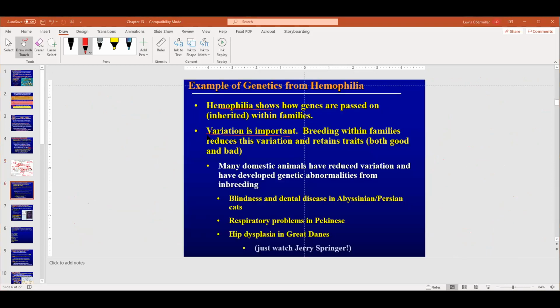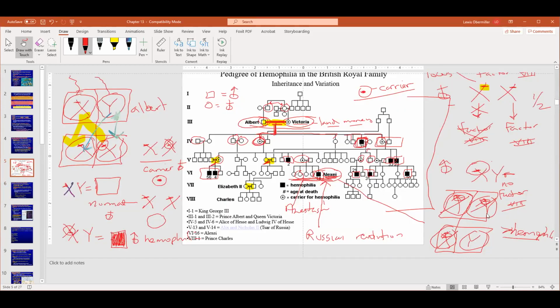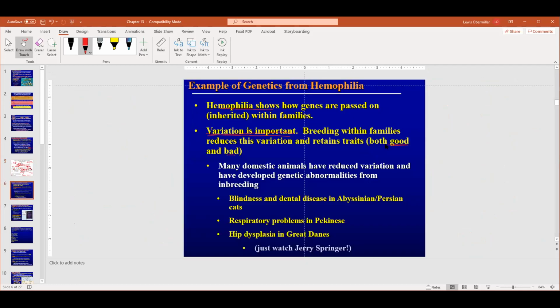So variation is important. Breeding within families reduces variation, and so that retains bad genes. It could also retain good genes, like let's say that you got flight. If you bred back to your mom or your dad, then your family, like hemophilia, you could make sure that gene came out, regardless of whether it's a good or a bad gene.